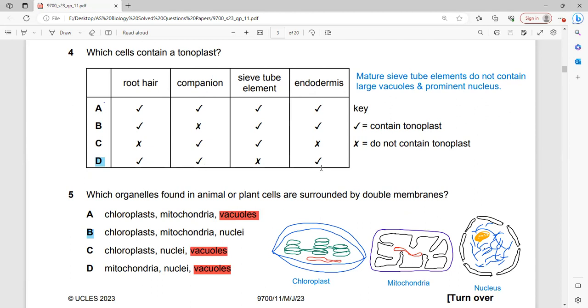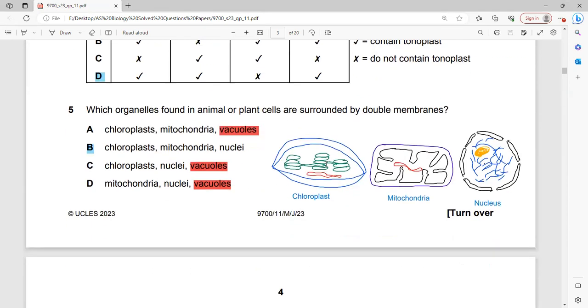And endodermis cells in the plant contain a large vacuole. So that's why the tonoplast is present in that. What about sieve tube element? They do not contain a large vacuole or a prominent nucleus. So that's why the tonoplast is not present in the sieve tube element. So D option is correct here.